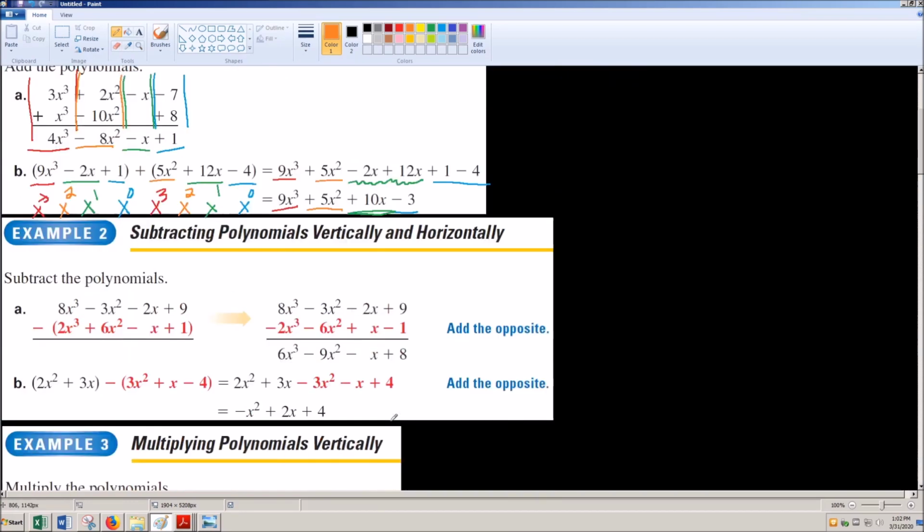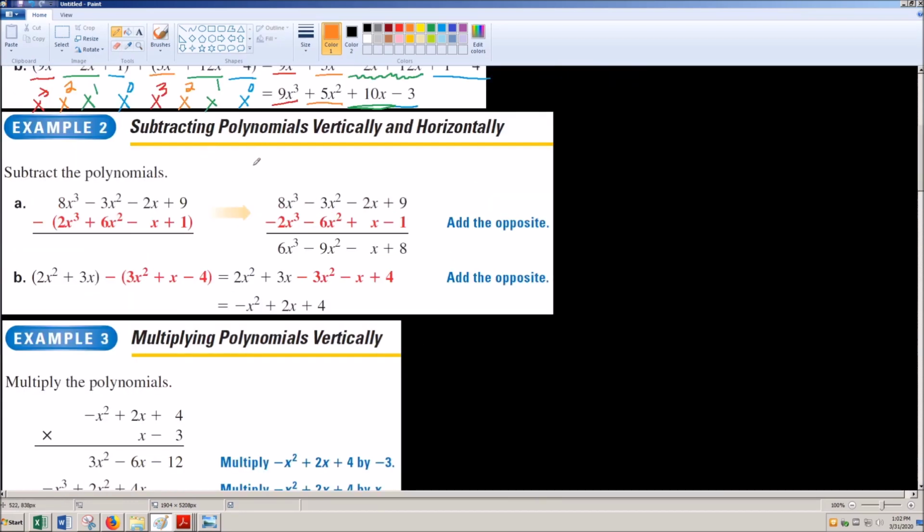So now we look at doing some subtraction for these things. It is exactly the same. We can do this either vertically or we can do this horizontally. When I'm doing this, I want to set it up as if I had a column. So I've got a column for my x cubes, a column for my x squareds, a column for my x's, which is x to the first, and then a column for my constants, which is x to the 0.